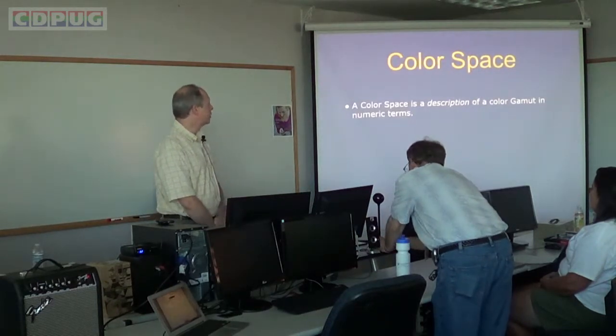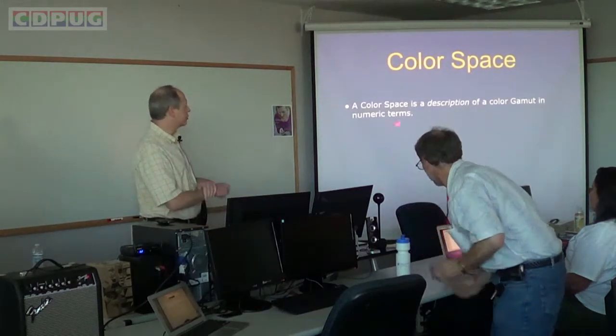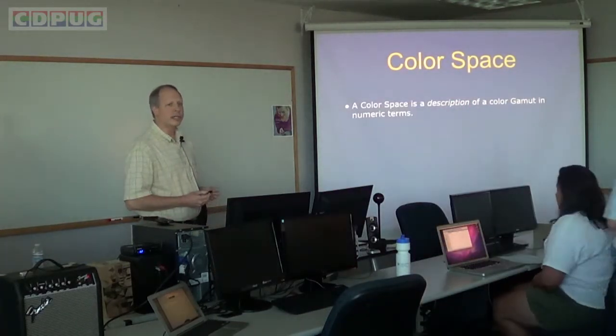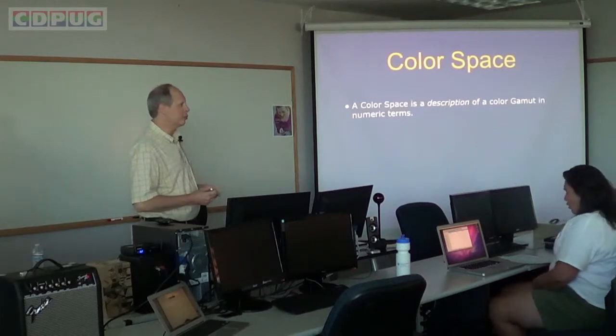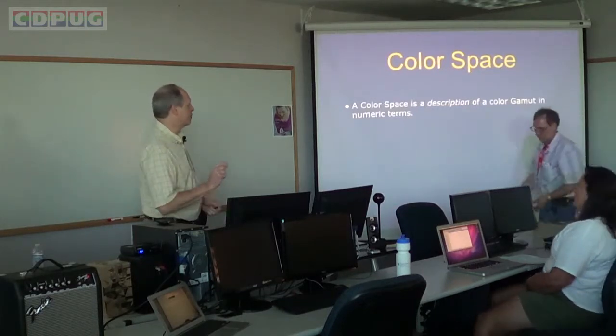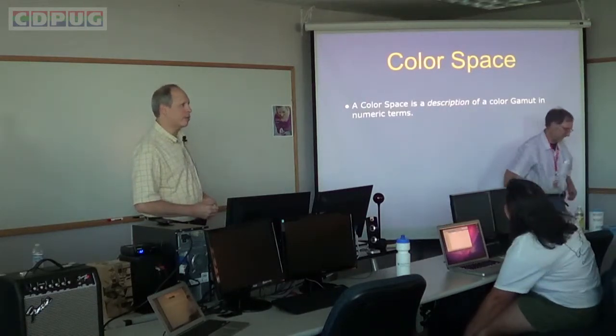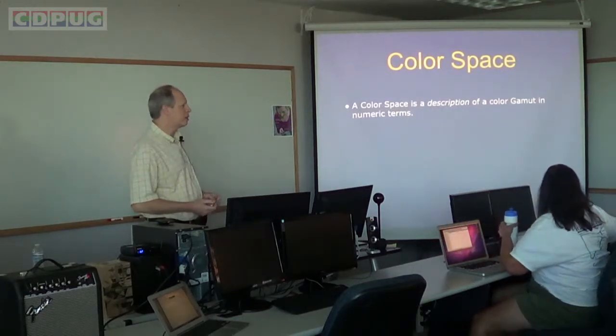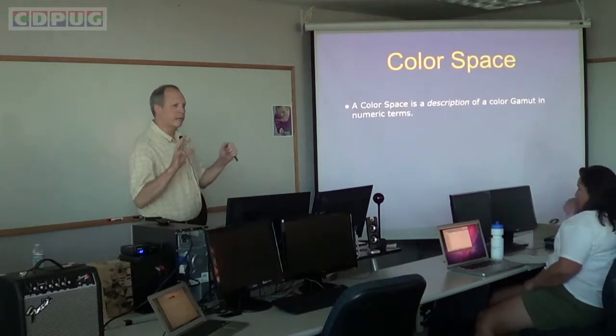You see, a color space is basically just a description of a color gamut. But it's a description in scientific, technical, numerical terms. It's a very, very accurate description, something that could be measured and repeated with instrumentation. It's the kind of thing that color scientists really get into.